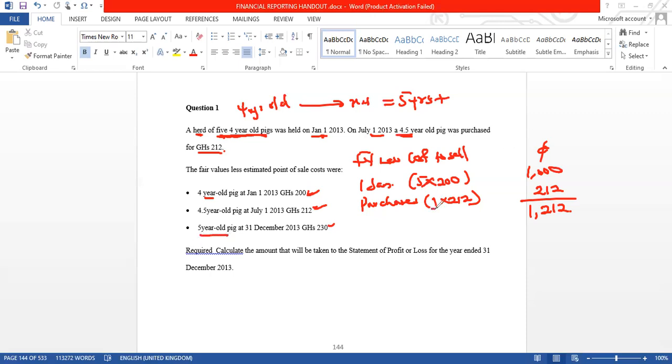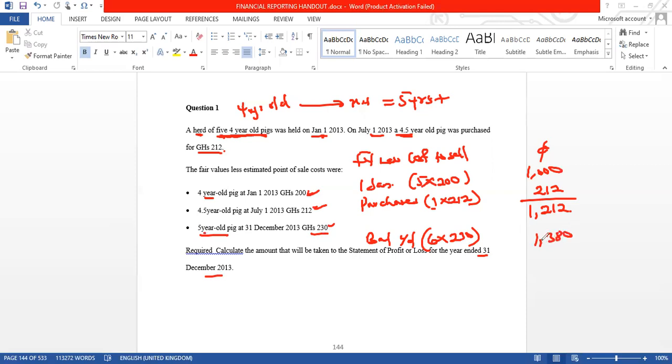At this point, how many animals are we having? We are having 6 animals. And that should be our carrying amount, or our fair value, on the 31st December 2013. So we are going to multiply our 6 animals here by the fair value that is existing, less cost to sell. We have 230. All right, because they are all now 5-year-old, and that is the fair value there. If you multiply this, we should end up with 1,380.